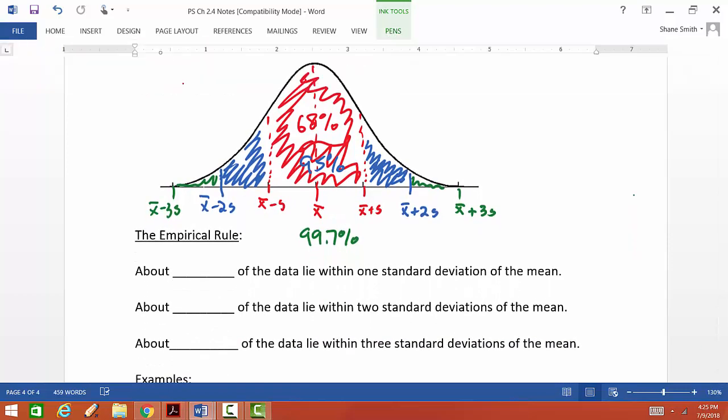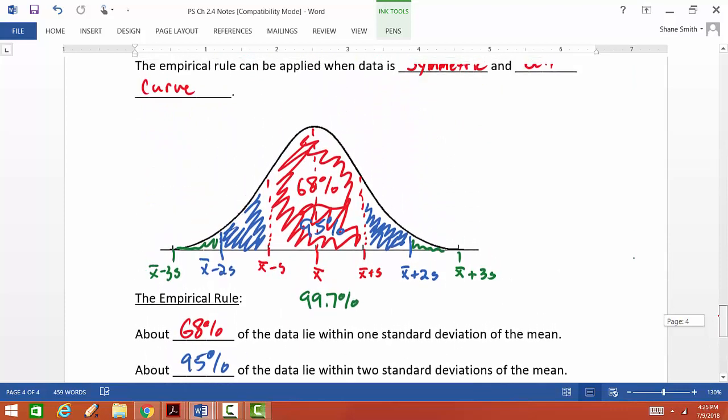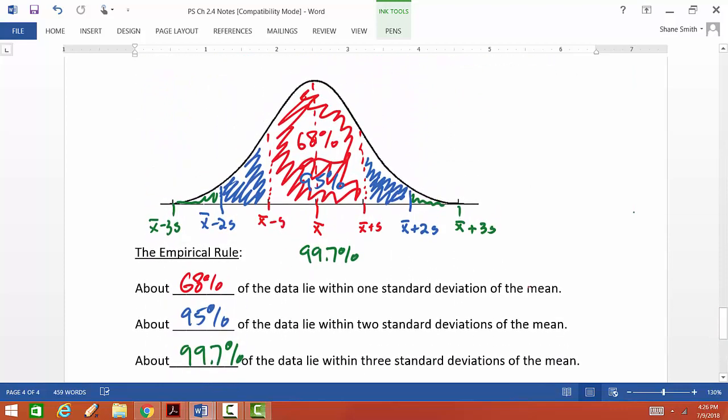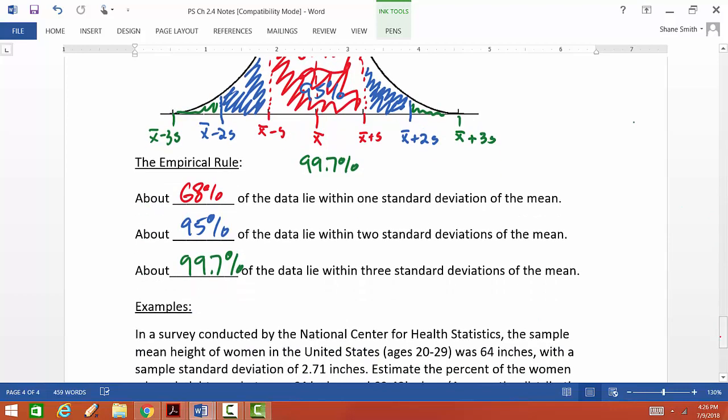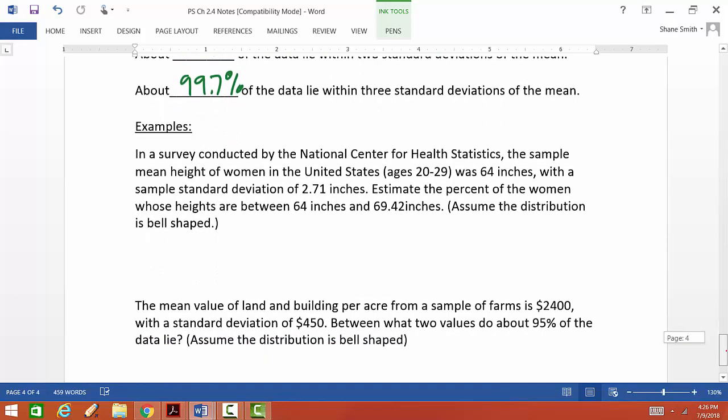So once again, 68% of the data is within one standard deviation of the mean, 95% is within 2 standard deviations, and 99.7% is within 3 standard deviations of the mean. And if you have bell-shaped data, this is very useful. So try to use this concept, this empirical rule, to answer the questions below. So I would again pause it here, read the problems, and try to do them on your own before you see the solution.